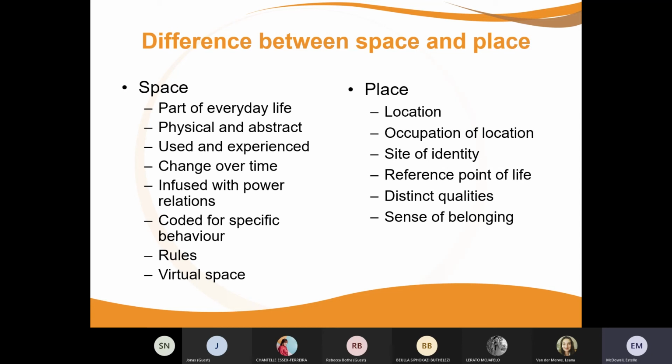It's infused with power relations. So there are certain rules, there are certain functions that are relevant to certain areas. It's coded for specific behavior. So if you go to the mall, you know what to do, you know how to dress, you know how to behave. So you behave differently at the mall than you would at home, for instance. And that also has to do with the rules in a specific space.